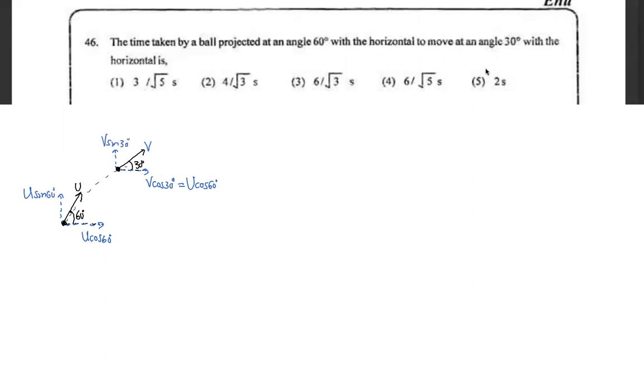So they are asking for the time. Here time is equal to 0, and here time is equal to t. This is very important. I will leave it like that, and then we'll analyze. I have taken the velocity at this point as v, and the velocity at the initial point is u. So the components are taken this way. They're asking for the time. The horizontal velocity component remains constant.